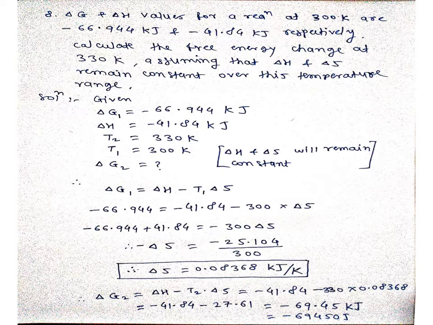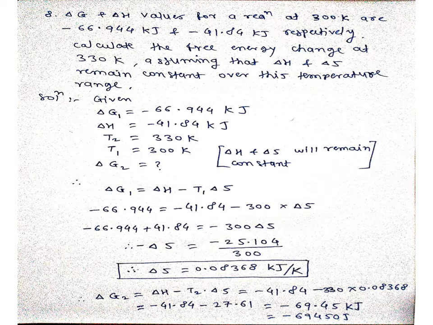Now put the value of delta H which is given in this example, put the value of T2 given in this example, and put the value of delta S that we have calculated above, and solve this. You will get the answer of delta G2 which is equal to minus 69.45 kilojoules. Convert these kilojoules into joules, which is equal to minus 69,450 joules.